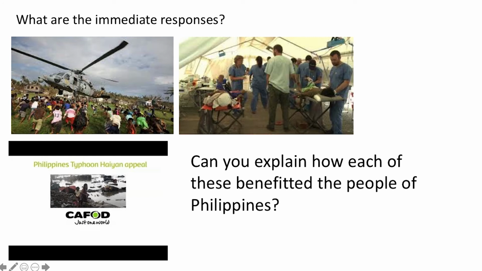Let's take a look at some of these images. They show immediate responses to Typhoon Haiyan. We've got a helicopter in the first picture, providing rescue and also food supplies. We've got a field tent there on the right, providing medical facilities, operations and first aid care to reduce the number of deaths in the future.